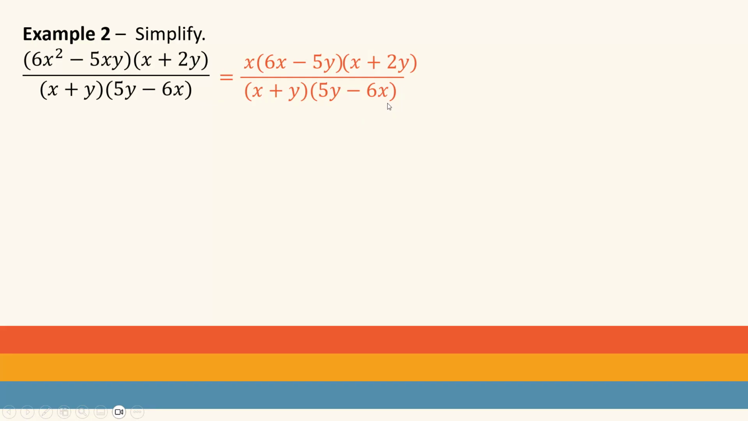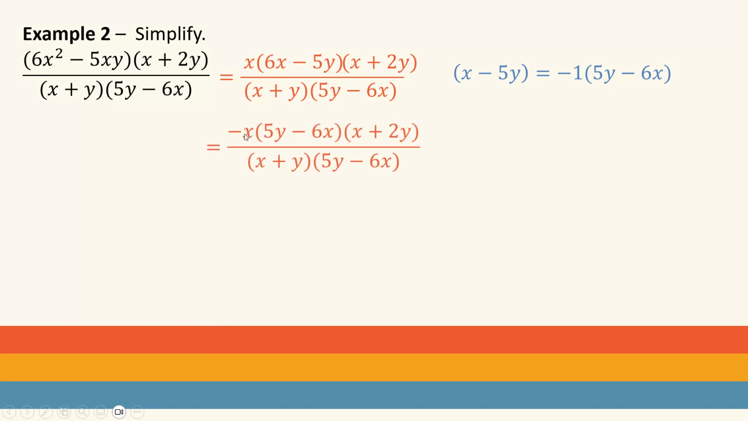Think about if you had 3 minus 7, you get -4. If you flip it around, you get +4. What we can do is factor out a -1 from this expression, and then it becomes -x times the quantity 5y minus 6x. So now you can see that these factors are the same, and we can factor that out. And then this is our simplified expression that's left after we've divided the greatest common factor out.